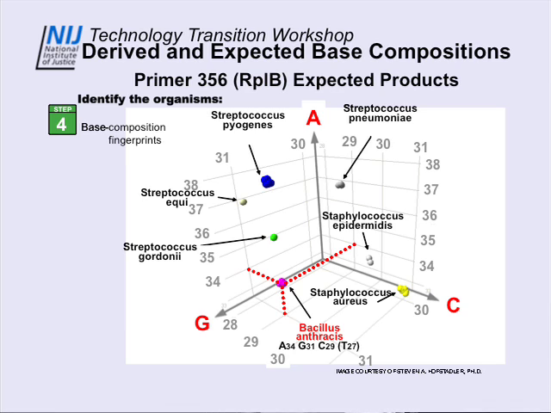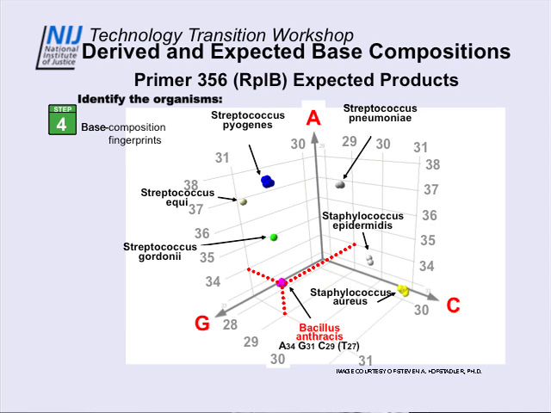So here's where staph would be. Here's a staph epi. Here's a strep pyogenes. Here's strep gordonii, and so on. So we can bioinformatically populate this with where things would be, and then ask the question, with our measured base composition, with what is it consistent? And in this case, we can see that this base composition is consistent with Bacillus anthracis in this region.